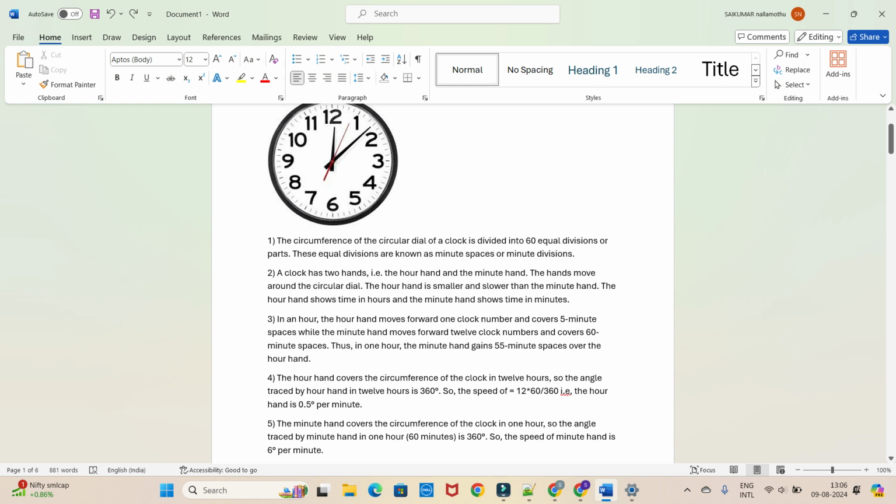The angle in a complete rotation of 12 hours is 360 degrees. So the speed at which the hour hand rotates is 0.5 degrees per minute, not even 1 degree per minute. Whereas the minute hand moves 6 degrees every minute, because in 60 minutes it covers 360 degrees. So 360 divided by 60 gives 6 degrees per minute.